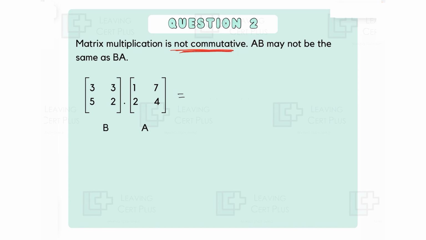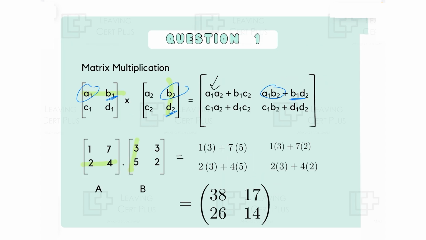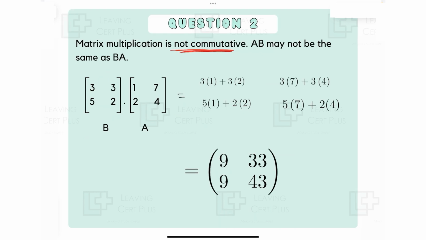All right, so let's have a look at our answer here. If I multiply this out, I've got 3 by 1 and 3 by 2. That's my row by column first. Then I got my top row by my second column. Then I've got my second row by my first column and my second row by my second column. So there's all my workings. So when we tidy this up, B times A is 9, 3, 3, 9, 4, 3. And we have a quick look back. We can see that's different than A times B. Again, that's because it's not commutative.